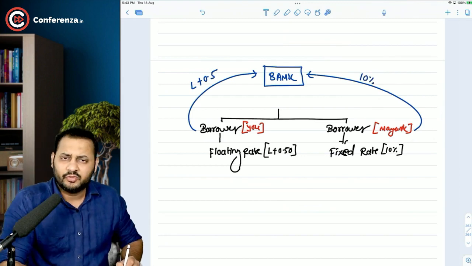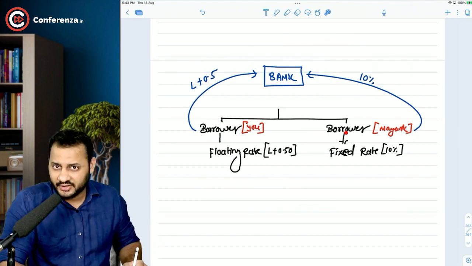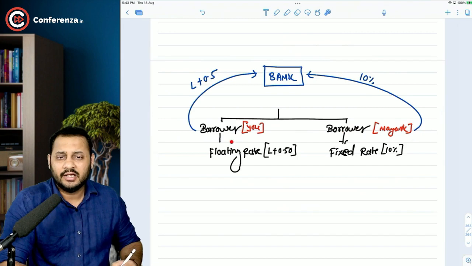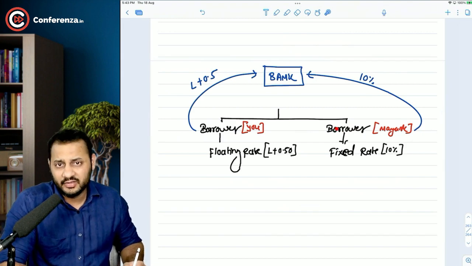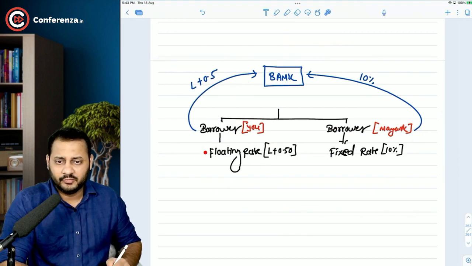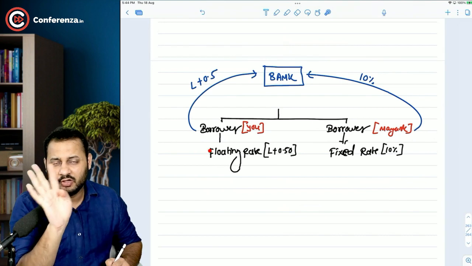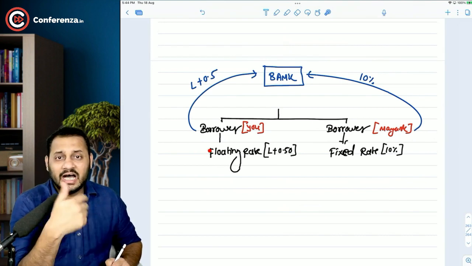Let's say, for the sake of simplicity, the loan taken by both of us is 100 crore each, and it has been taken for, let's say, 5 years. Keeping it simple, annual payment will be there. Now, we have taken the loan, 1 year has completed, 4 years are left. Now, what is happening?